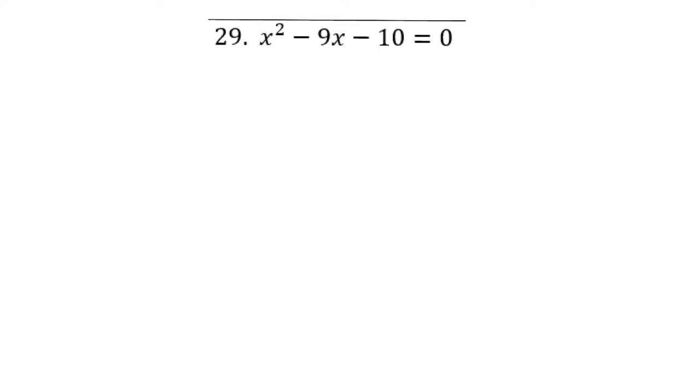I definitely wouldn't do completing the square here because b is an odd number, so it'll give you a fraction, which is not really nice to work with. But I am always going to check the factoring first.